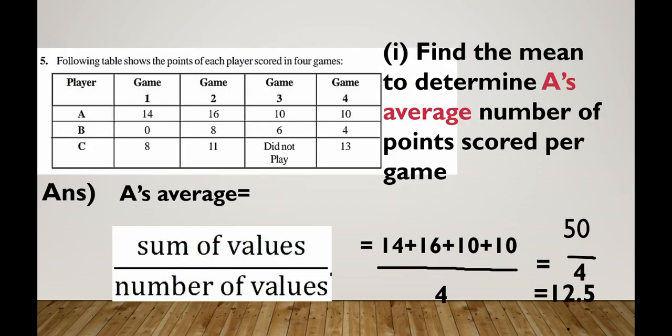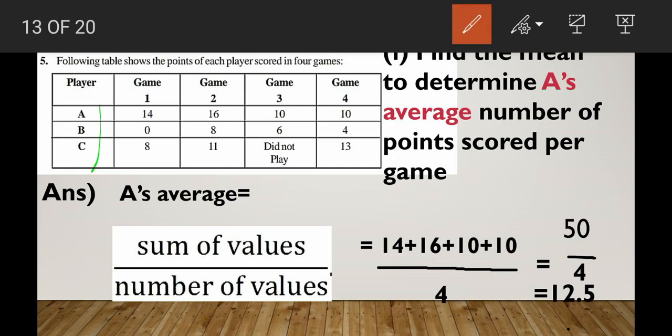Now comes the next one. Following table shows the points of each player scored in 4 games. So you can see 3 players are here. A, B and C. Names are not there, just letters are given. Player A, player B, player C, like that. Okay. Player A score is given here. You can see in game 1 he scored 14, game 2 16, game 3 10, game 4 10.